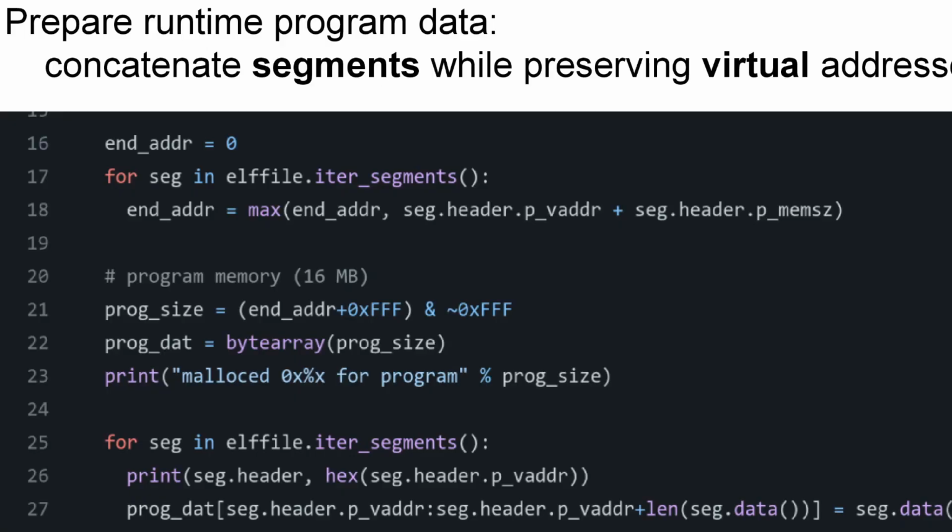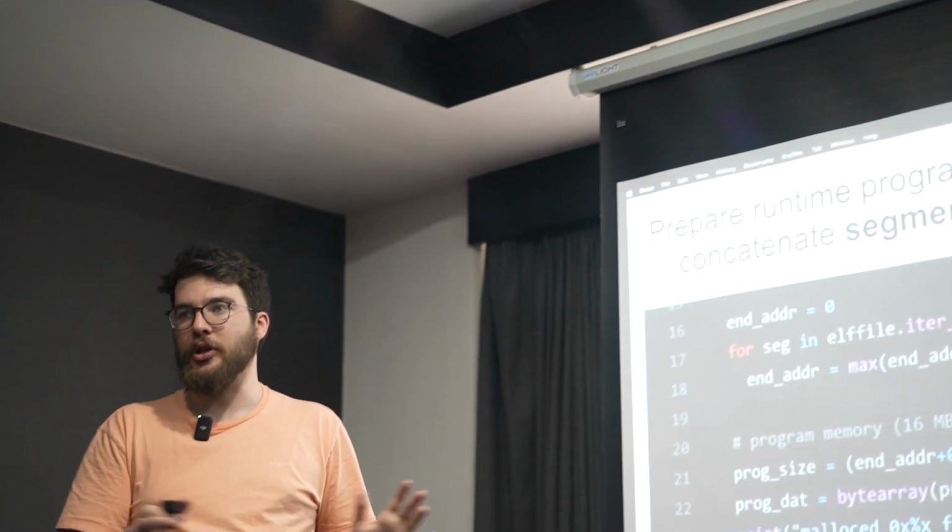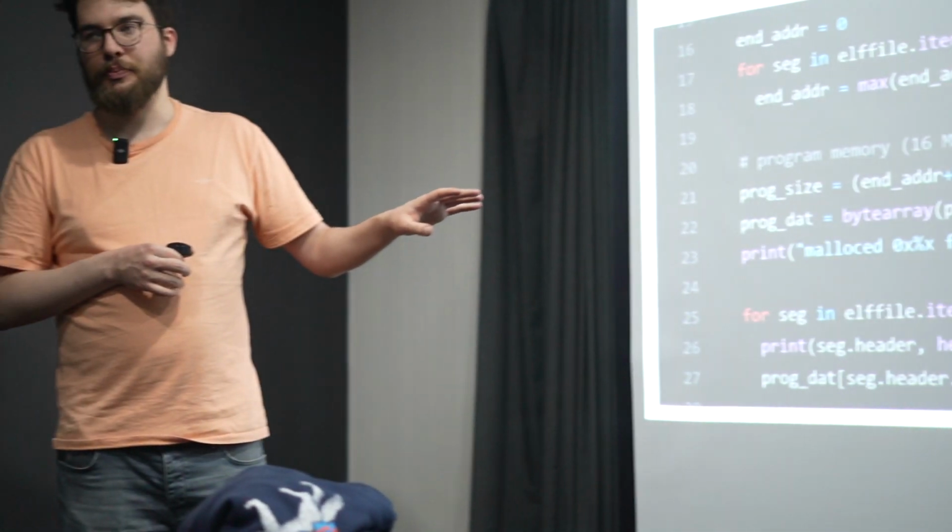We first prepare the program data, we go and iterate the segments, we figure out how large the address space should be, and then we can allocate this program, our concatenated segments, and this program we output as a binary file. Then later on, we could also iterate over the sections to get some debug data. This is optional. The segments are the only raw data that we have to support.